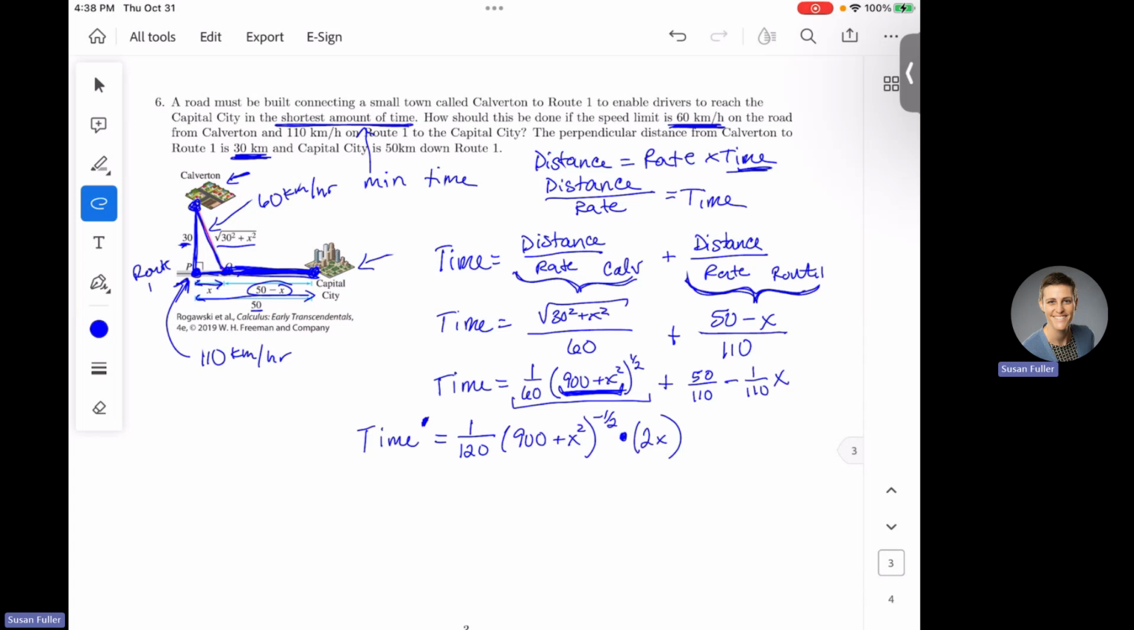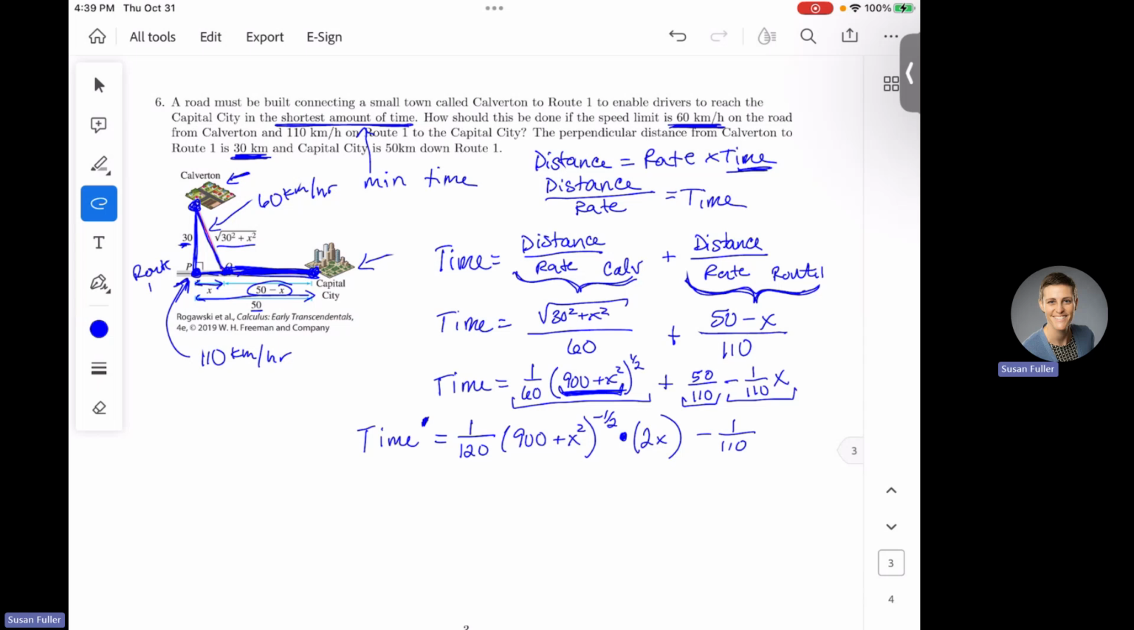If you can't follow that, I want you to write out your inside function and your outside function. Do your f, do your g, do f prime of g of x times g prime of x, and you'll get here. And then I can take the derivative of this. The derivative of 50 over 110 is just 0, so I don't need to write that. And the derivative of negative 1 over 110 times x is just negative 1 over 110.